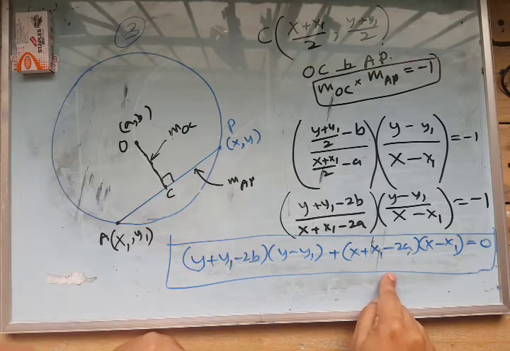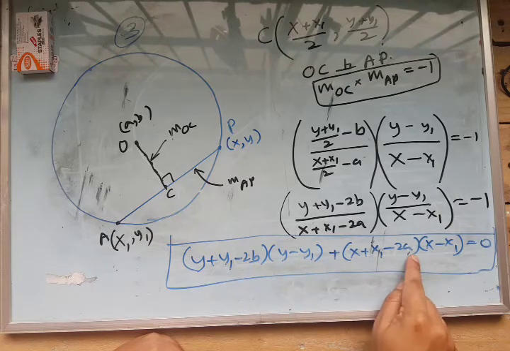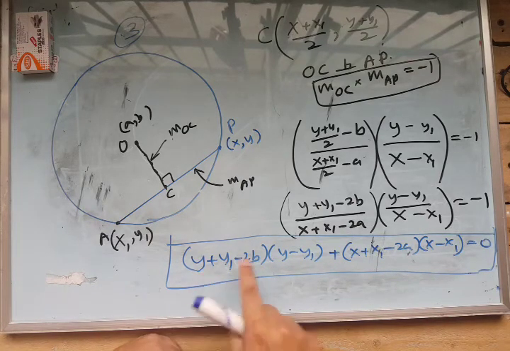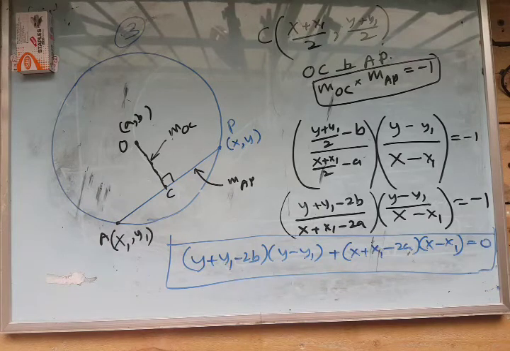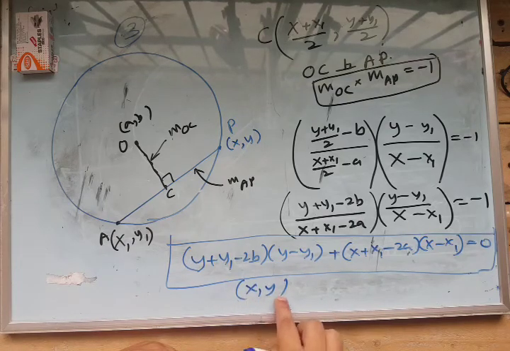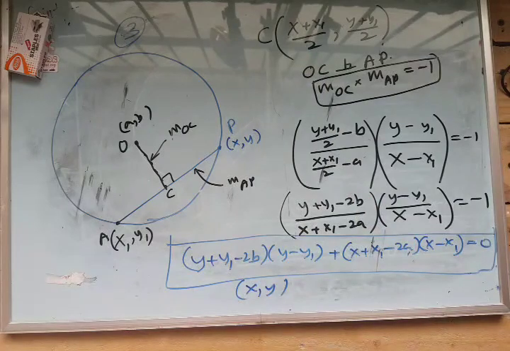So using this equation, you know that x1, y1, a and b are all given. Right? They are all data in the equation. y and x are to be found. So this equation will give you all the x comma y coordinates which lie on this circle. Okay, thank you.